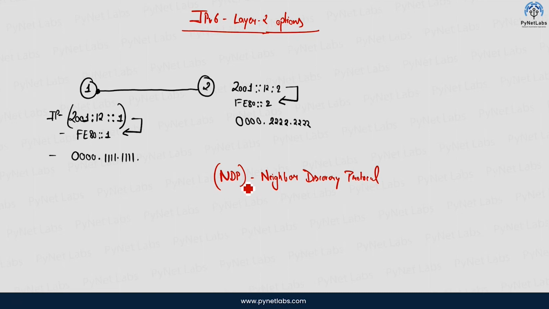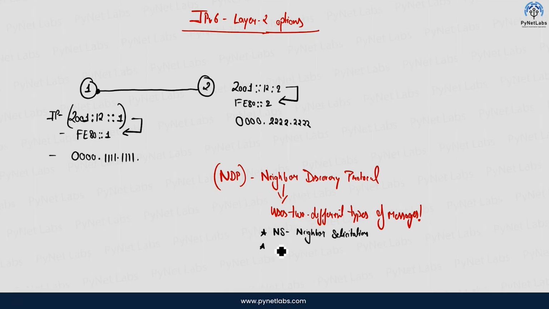It is going to use two different types of messages. Now, what are the two different types of messages it is going to use? The very first we call NS. NS stands for neighbor solicitation. And the second message it is going to use is NA, which is neighbor advertisement.